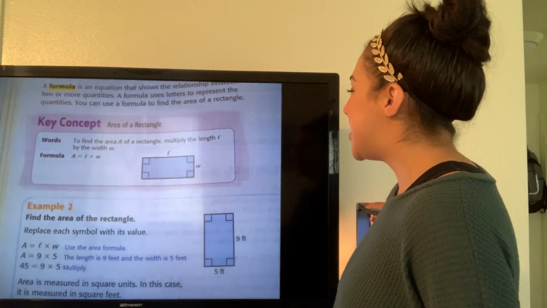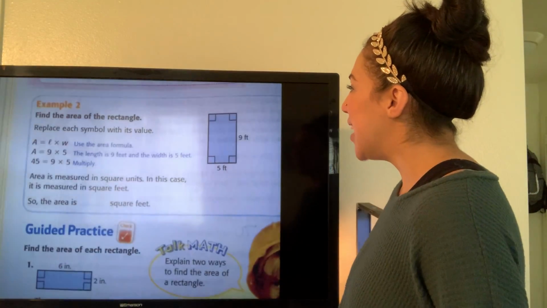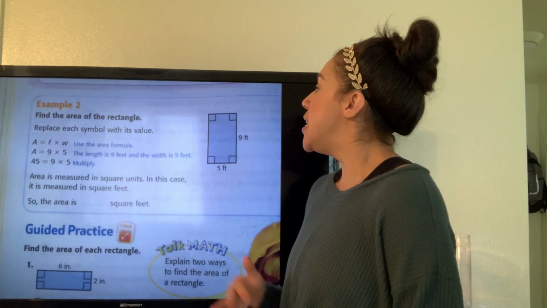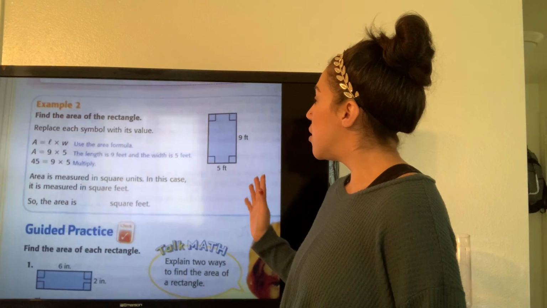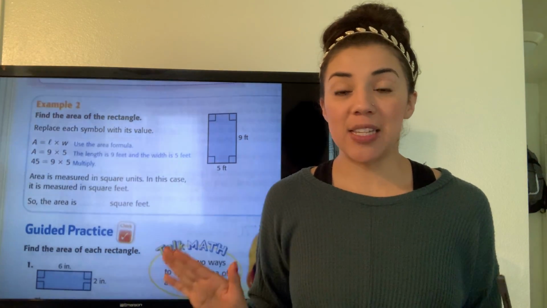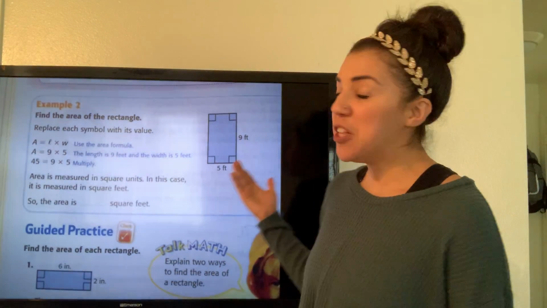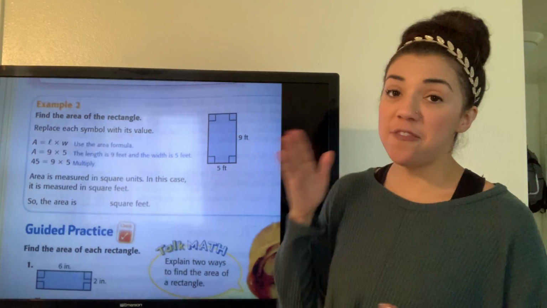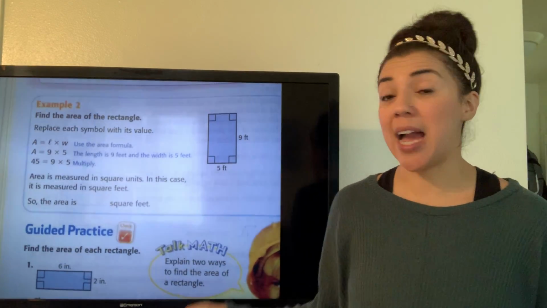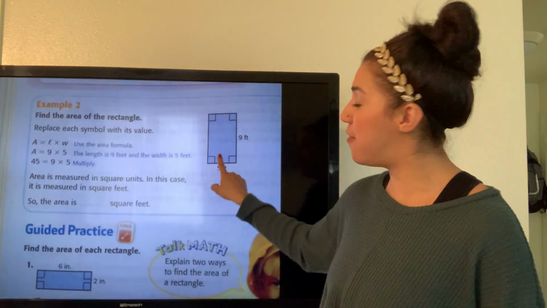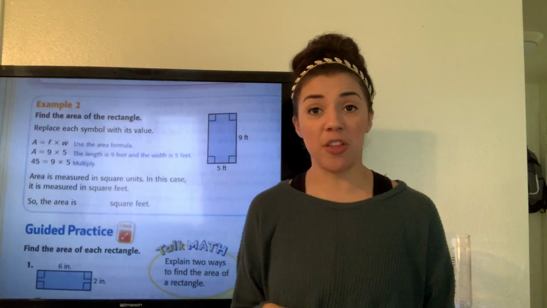So, for example 2, we're going to find the area of the rectangle. Here they have a rectangle. They did not draw the unit squares inside. If you look at it, this is 9 and this is 5. So if you do want to draw the unit squares inside, this side would have 9 and this side would have 5. If you need to go ahead and draw those in, that's fine.